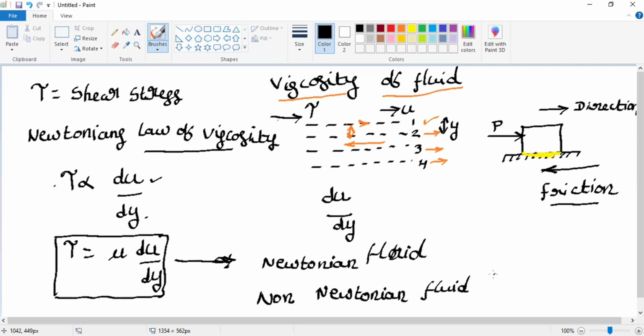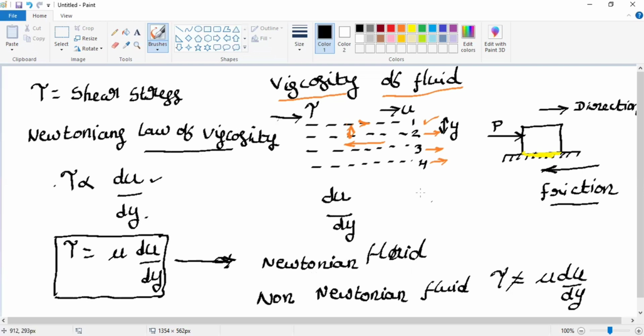That is, tau is not equal to mu into du by dy. This is the difference between Newtonian and non-Newtonian. Newtonian means it satisfies the condition of Newton's law of viscosity. Non-Newtonian means it does not satisfy Newton's law of viscosity.